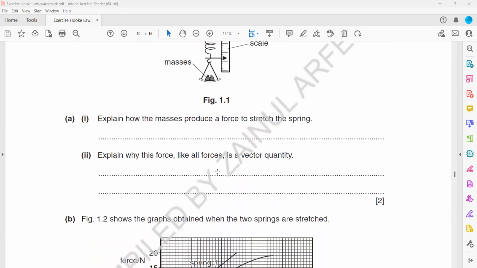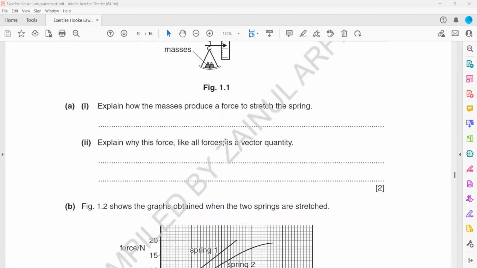Explain why force is a vector quantity. Why? Because if a quantity is a vector quantity, it has direction and size, or magnitude, you can say.